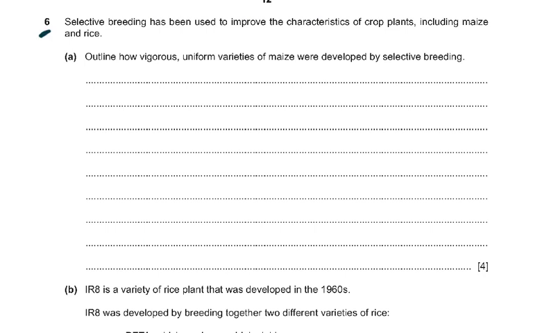Now coming to question number 6, selective breeding has been used to improve the characteristics of crop plants, including maize and rice. Outline how vigorous uniform varieties of maize were developed by selective breeding. So selective breeding, you see, what do you do? You cross the plants with the desired characteristics. Then you take the best offsprings and repeat over many generations.